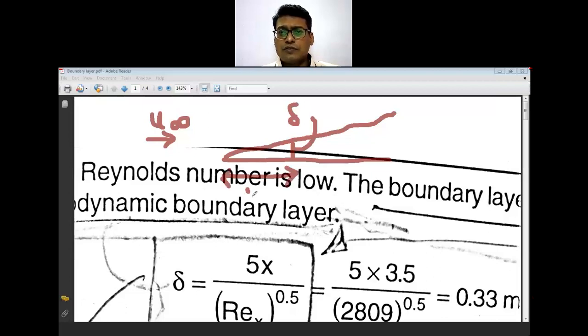x. What is the value of x? X is the distance of the plate in the x direction and delta is the boundary layer thickness. This understanding is needed. Now if you calculate the thickness of the boundary layer at this distance, it may vary. So depending on the distance, the thickness of the boundary layer is going to vary.